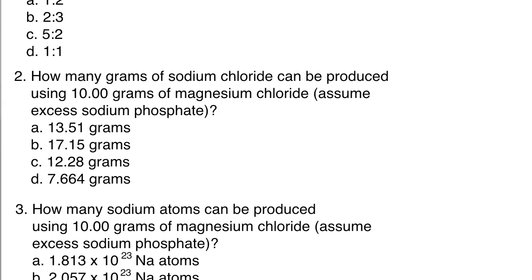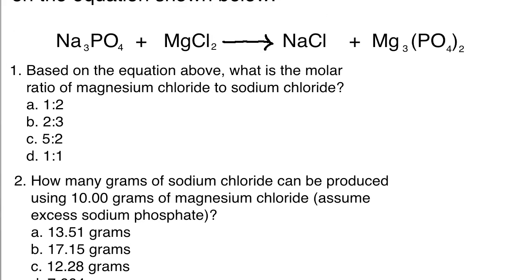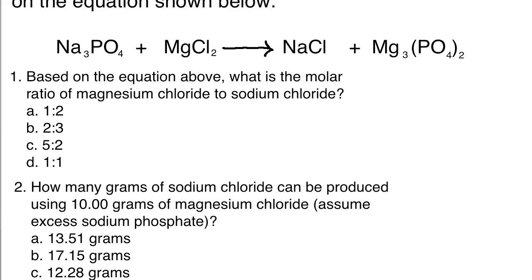Number 2, this is assuming you have your balanced equation. How many grams of sodium chloride could be produced using 10 grams of magnesium chloride? Assume excess sodium phosphate. So in other words, take a look up here. I've got 2 reactants. So in the case of limiting reactant, this question could change after the next lecture.